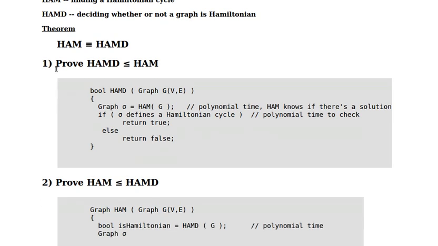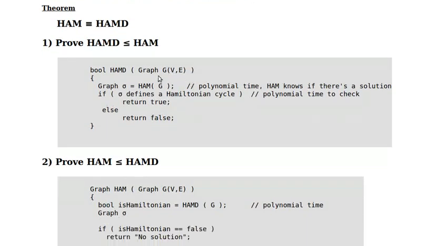First, we prove that HAMD can be reduced to HAM. This is the algorithm to solve HAMD using HAM. We are given a graph G with a vertex set V and edge set E. The function HAM is given. It returns a sigma and knows whether it is a Hamiltonian cycle. If sigma defines a Hamiltonian cycle, HAMD returns true, otherwise it returns false. If HAM(G) finds a solution in polynomial time, obviously, HAMD takes polynomial time to find the solution. Thus HAMD is reduced to HAM.